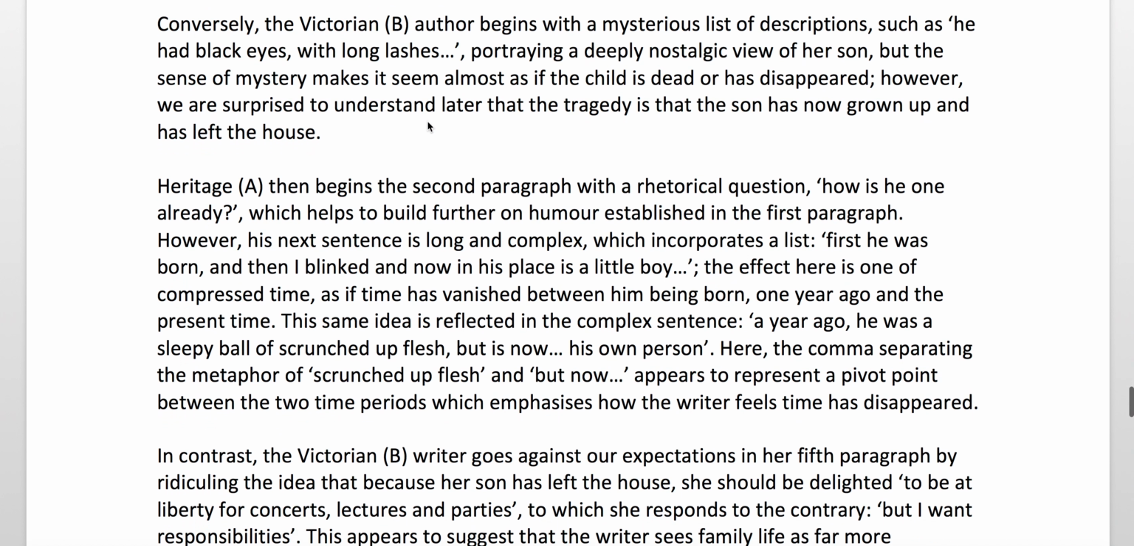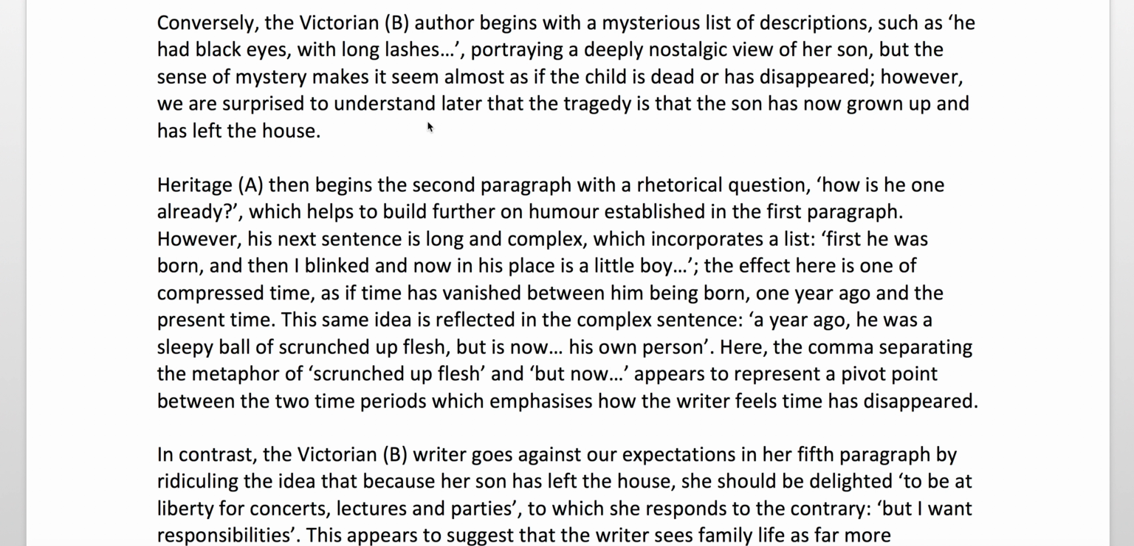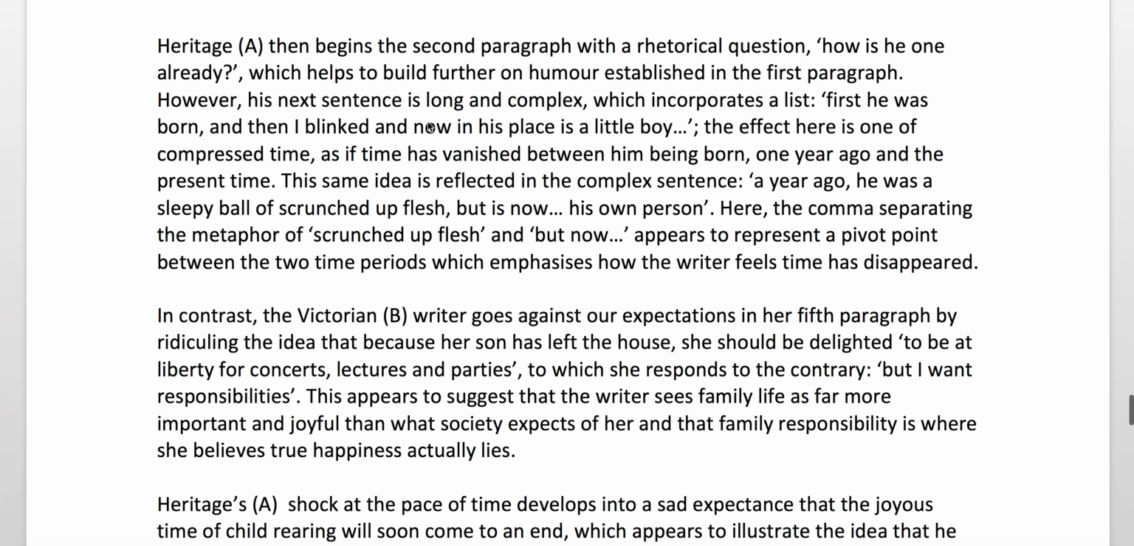Conversely, the Victorian author begins with a mysterious list of descriptions, such as he had black eyes with long lashes, portraying a deeply nostalgic view of her son, but the sense of mystery makes it seem almost as if the child is dead or has disappeared. However, we are surprised to understand later that the tragedy is that the son has now grown up and has left the house. Heritage then begins the second paragraph with a rhetorical question: how is he one already? Which helps to build further on the humor established in the first paragraph.